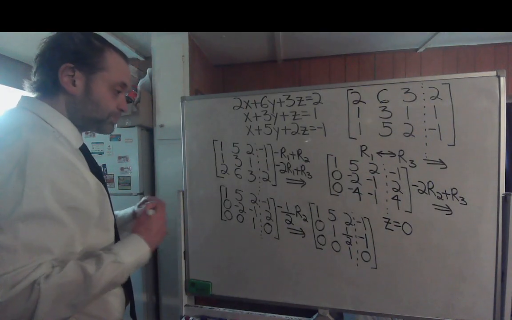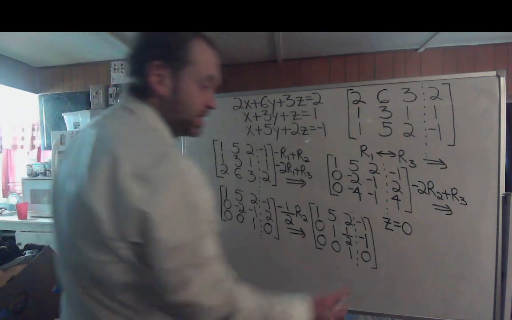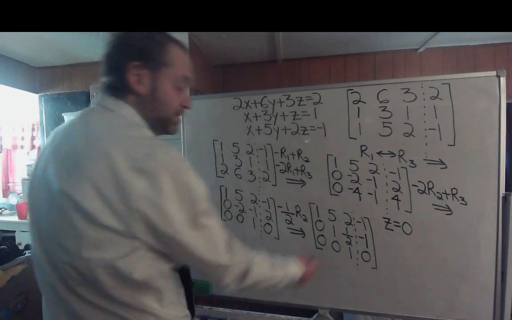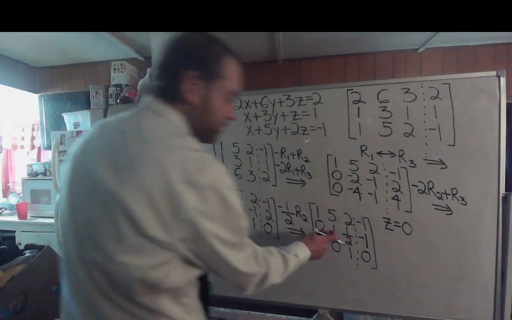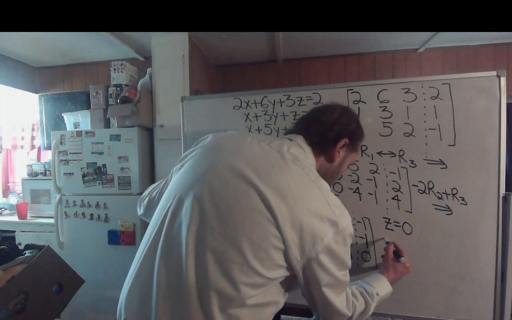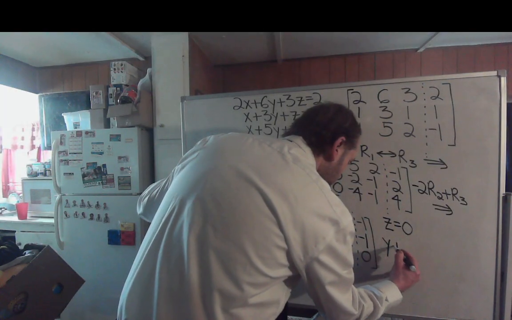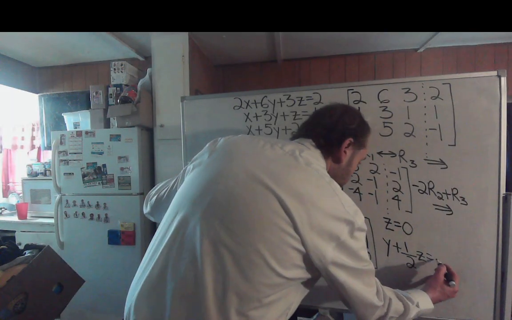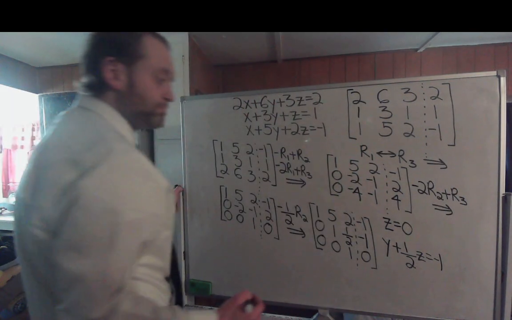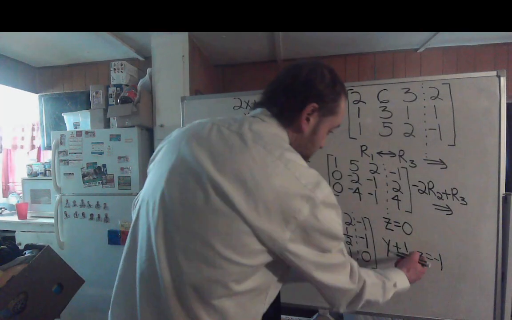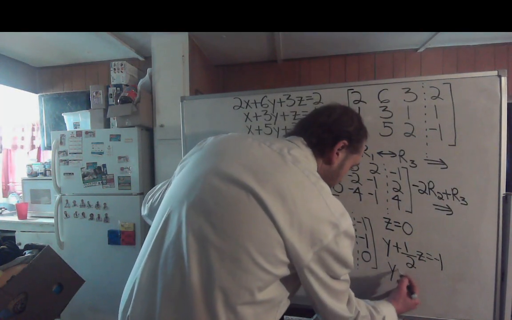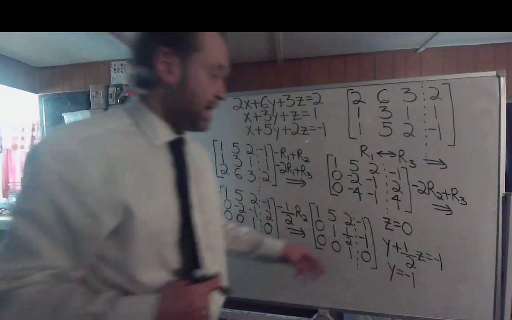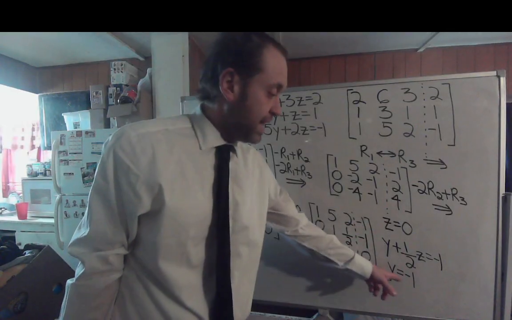Now, we're going to take that z equals 0, we're going to come up to the second row. This second row, you have a coefficient on the y variable, which would be 1. This would tell you y plus 1/2 of z equals negative 1. Well, z is 0, so literally y would equal negative 1. So now we have both y and z solved.